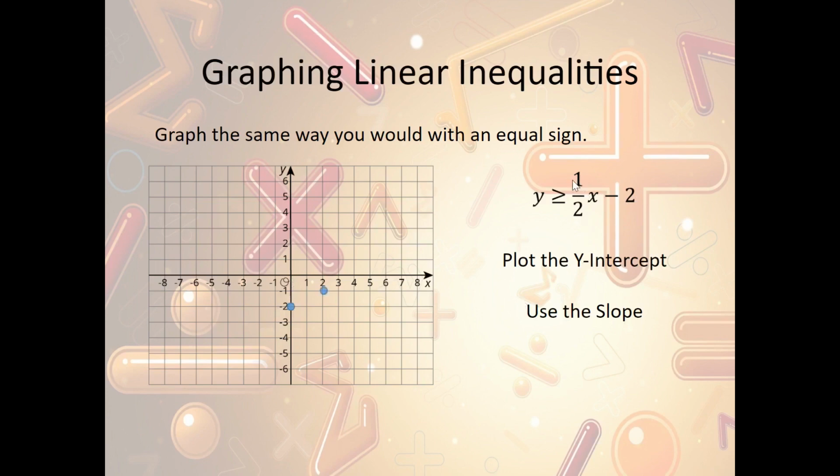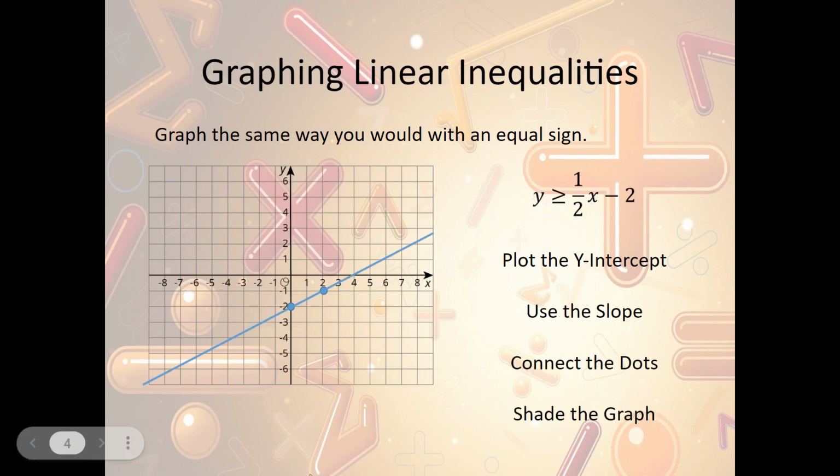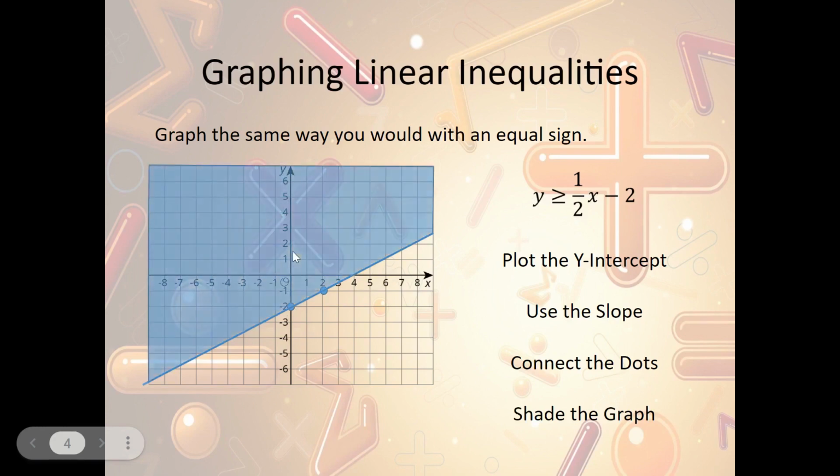Then I use the slope to plot the second point. Well, this is change in y, so we're going up 1 to the right 2. So we go up 1 to the right 2, plot my point, connect the dots, and now I have my line. Now the difference is we're going to shade where the y values are bigger than the line. So I'm going to look at the y-axis here, and I'm going to see where the line crosses, which is here. And I want all the y's that are bigger than that line. Well, they're all up here, so I'm going to shade that area up there above the line.